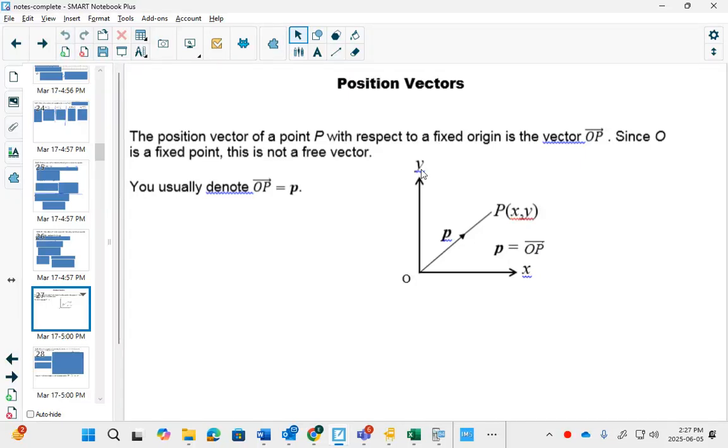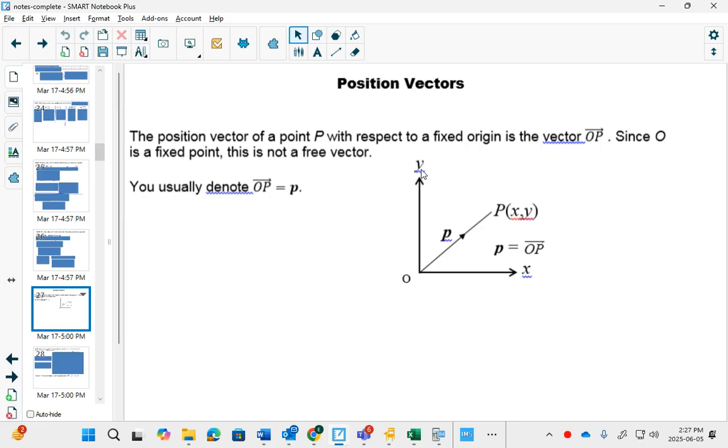So usually vectors are free vectors, saying if you have a vector that's 3, 4, it could start anywhere, go 3 to the right, 4 up, and end there. But we have position vectors which fixes them in place. And it always fixes them in place with the origin.